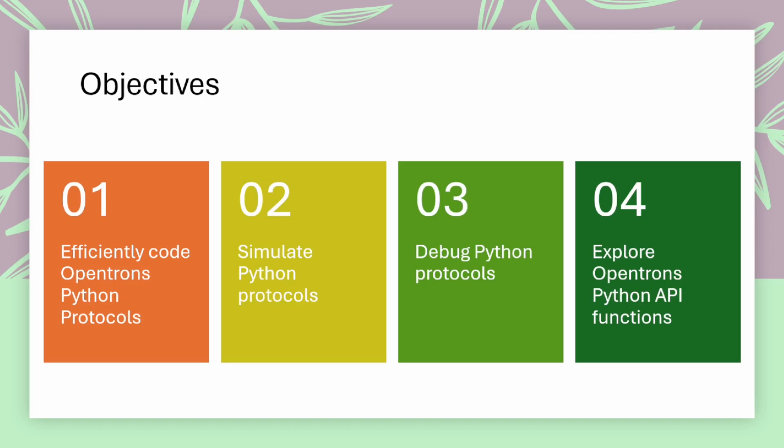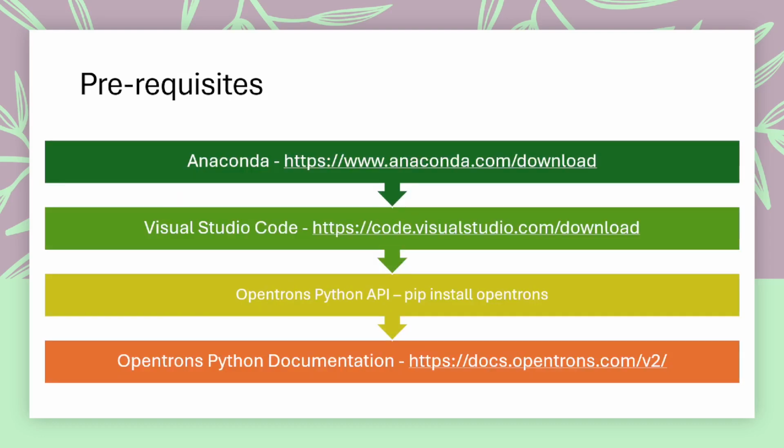So let's take a look at what the prerequisites are. We'll be using Anaconda, Visual Studio Code, the Opentrons Python documentation, and the Opentrons Python package. Let's get started with the first and foremost thing, which is downloading the Anaconda environment and the VS Code package.